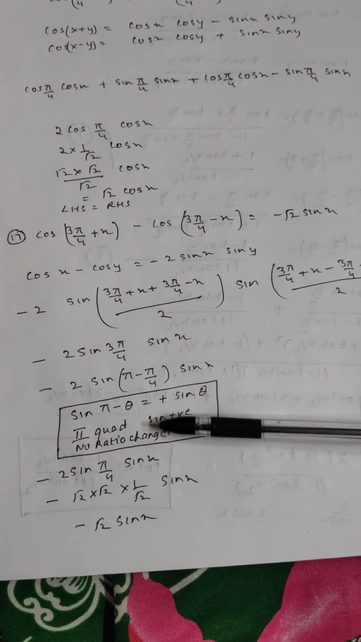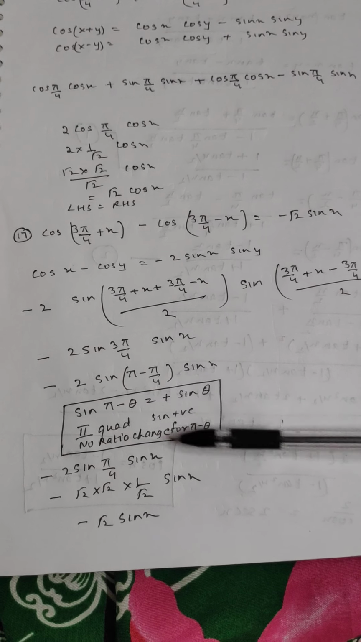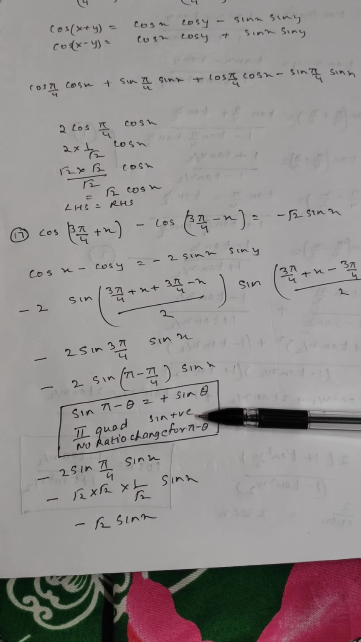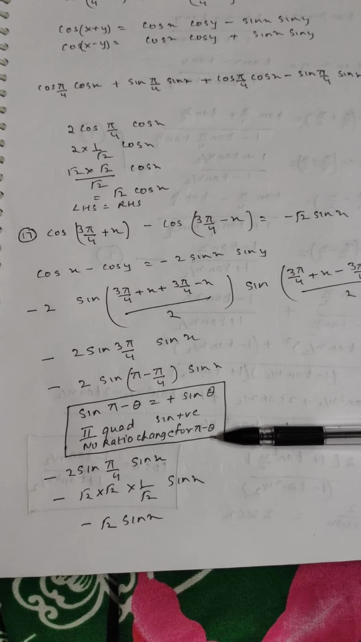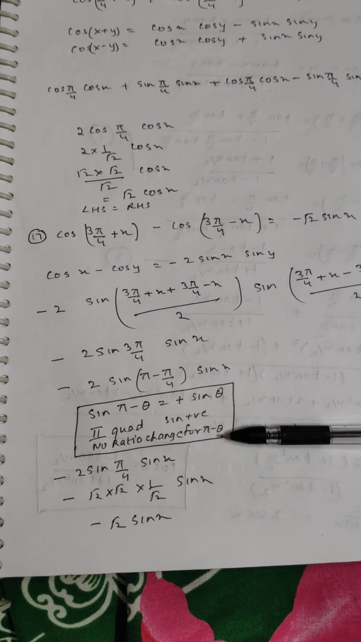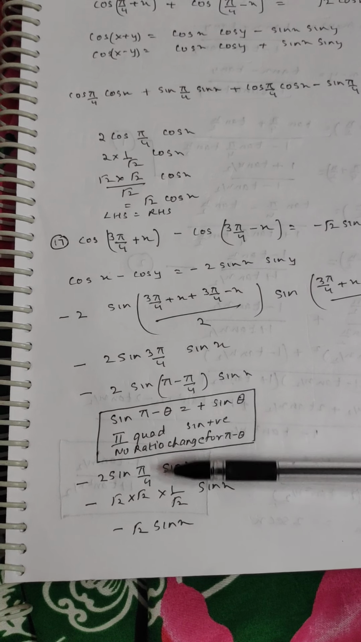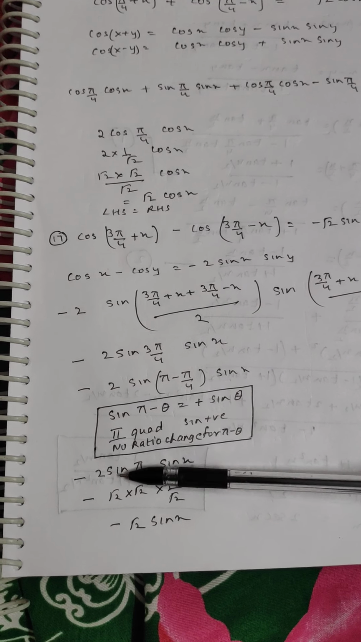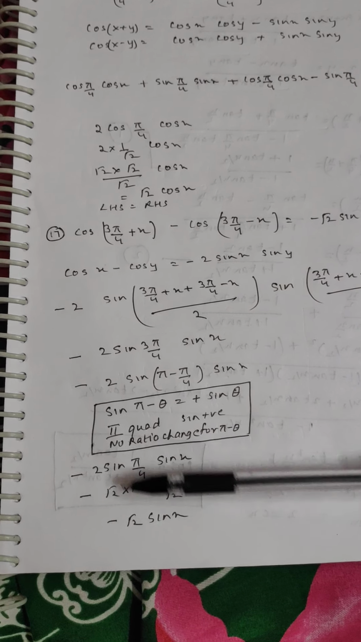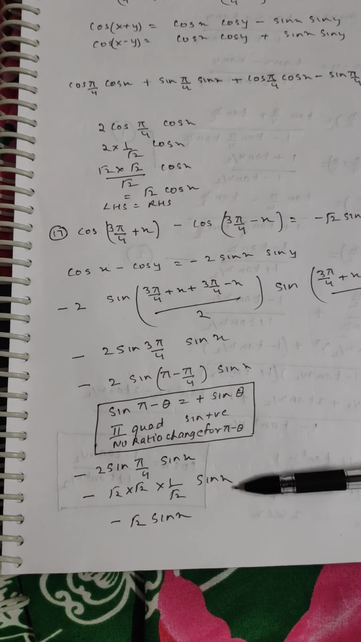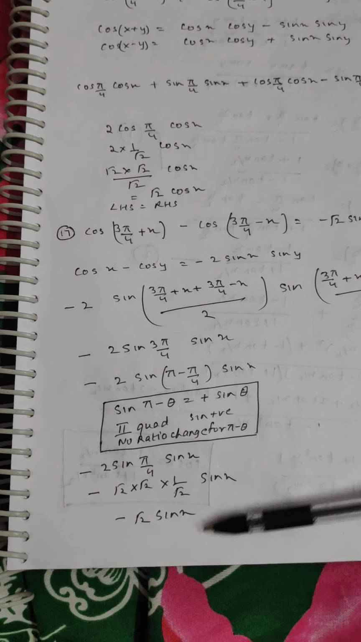So sin(π − θ) is equal to plus sin θ. π − θ is in the second quadrant and sin is positive in the second quadrant, and there is no ratio change for π − θ. These are the basics we have studied and discussed earlier also. So what do we get? Minus 2 sin(π/4) sin x. In place of sin π/4 we write 1 by root 2. In place of 2 we write root 2 into root 2, sin x as it is. Root 2 and root 2 get cancelled out. We get minus root 2 sin x.